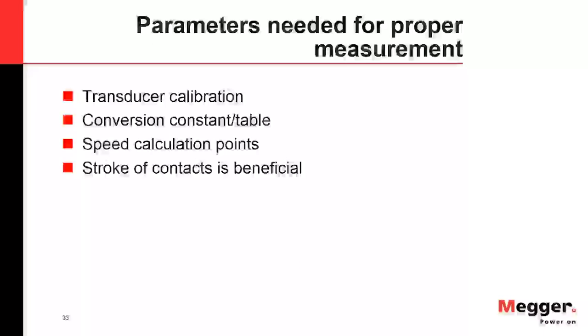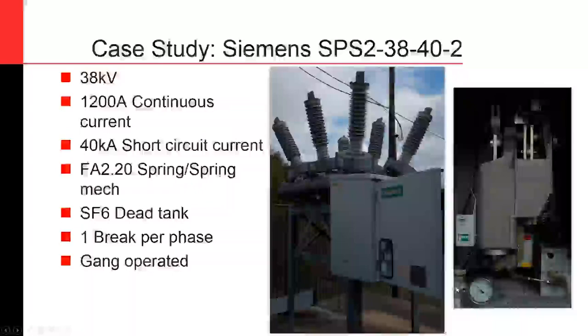And then also, if you do have some information about the stroke of the contacts, it's very beneficial, because that's the first thing I always check. If my velocities are weird, I go in and I'll see, hey, what is the stroke of the breaker? Am I measuring that correct stroke? No, I'm not. Okay, something's going on here. Or yes, I am. Let's see if we've got the wrong speed calculation points, or if this breaker is just operating slowly. So that's kind of an intro to the different types of transducers and some different connections.